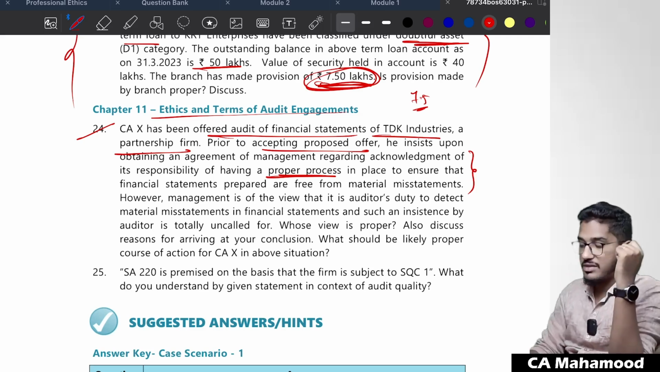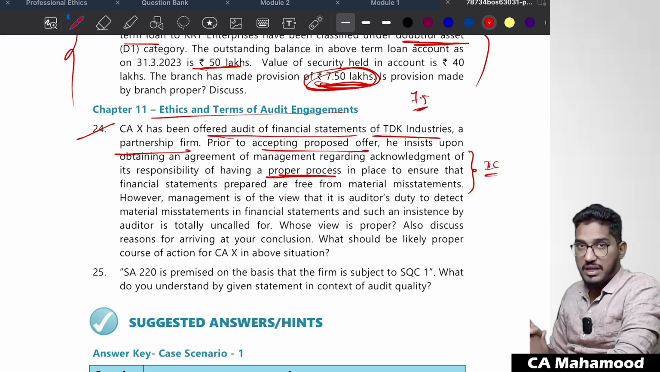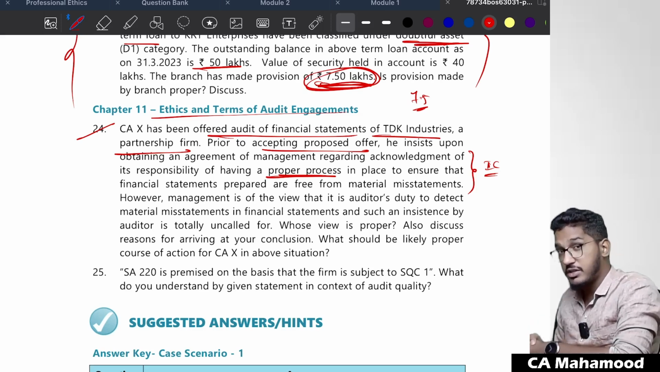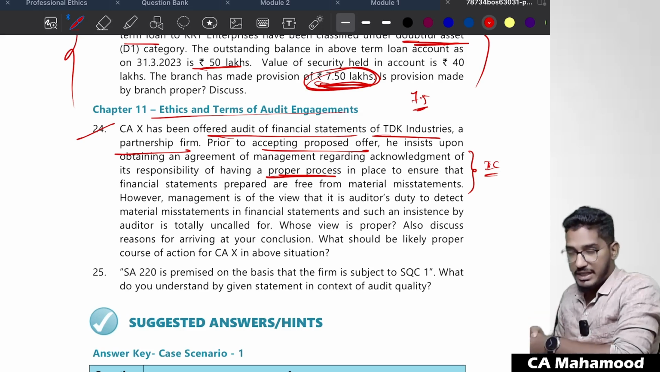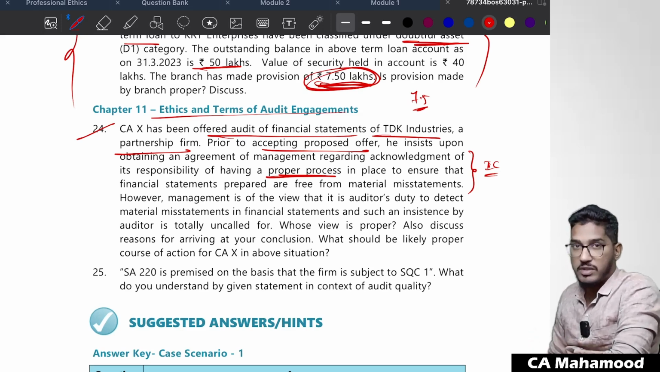What do we call that process? Internal control. So the auditor asked the management to give a confirmation that they are responsible for implementing internal controls to make sure that financial statements are free from material misstatement. Is it the auditor's responsibility or management's responsibility? Implementing internal controls in the organization to make sure that financial statements are free from material misstatement, this is whose responsibility? This is management responsibility.